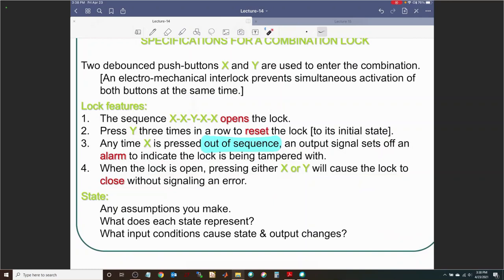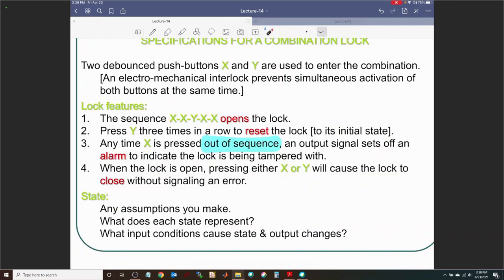We are going to next state our assumptions. What does each state represent? Well, obviously, I need a state to capture five of the previous inputs, right? I need a good path in which I have X, X, Y, X, X. Once I lay that out, then from that, I can branch off, right? From each state, what do I do if I get an X? What do I do if I get a Y? And so on. Then I start building it up.